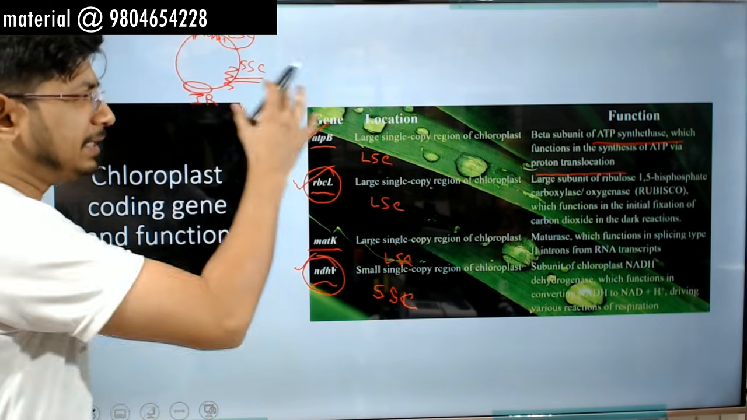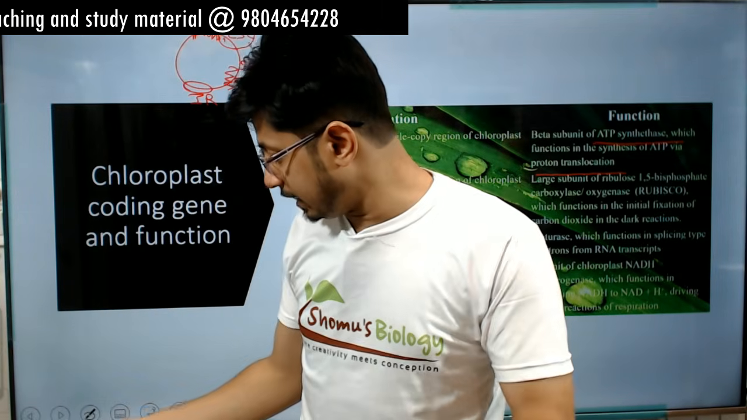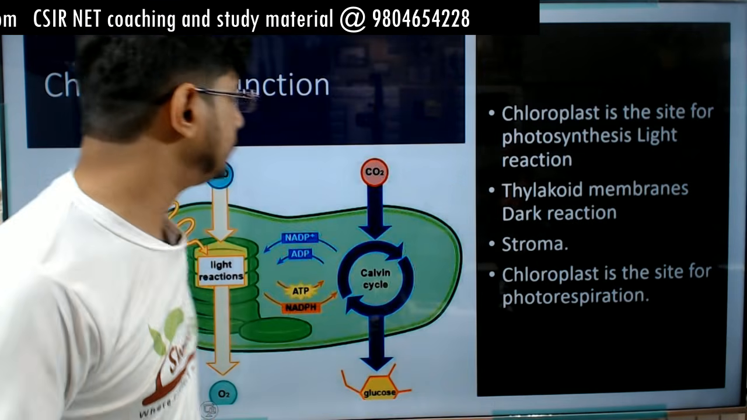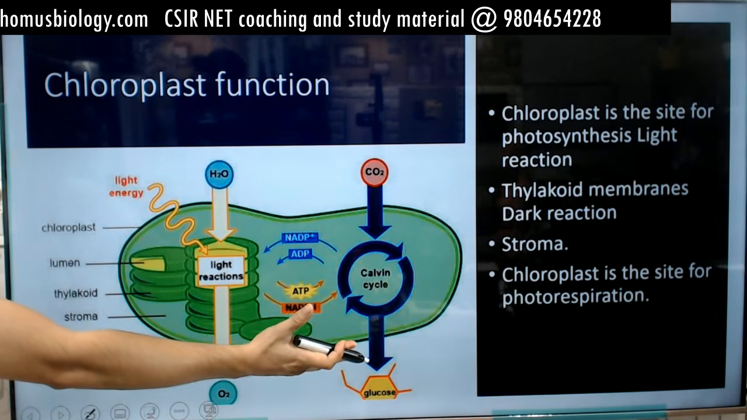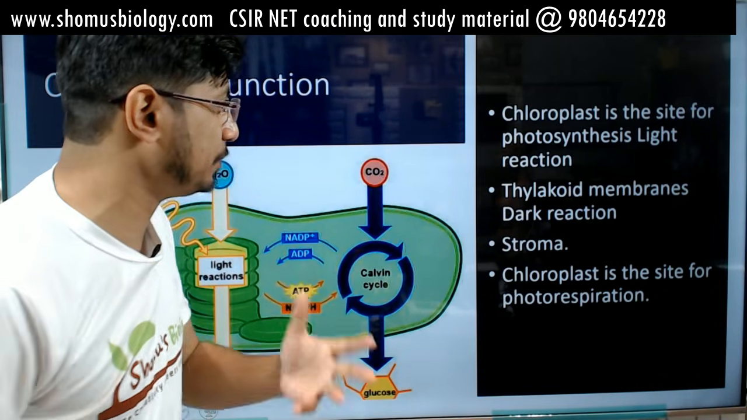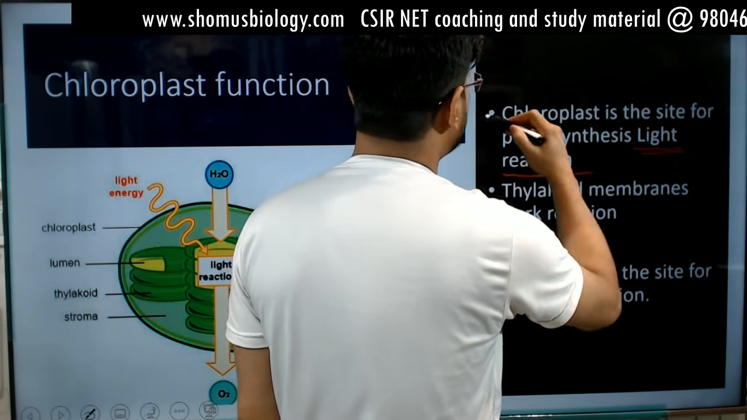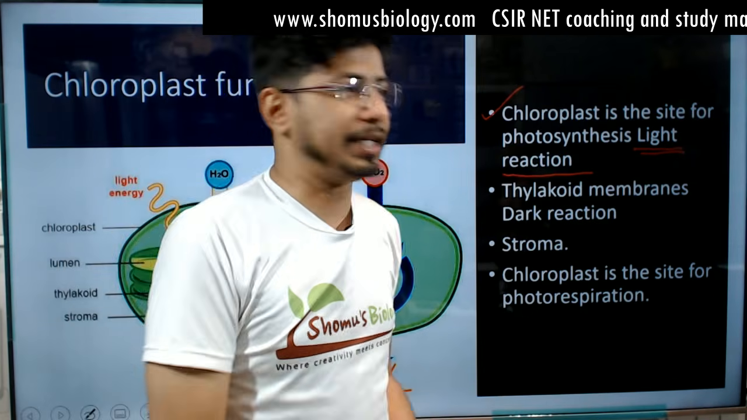Okay, so these are the 4 important genes that are present in the chloroplast DNA, and it's really important. Now what are the functions of chloroplasts? Let's see the functions. The biggest function is listed here, that is photosynthesis. We know that it is the site for photosynthesis light reaction, and also the light independent reaction.